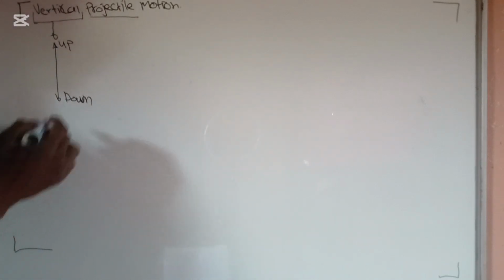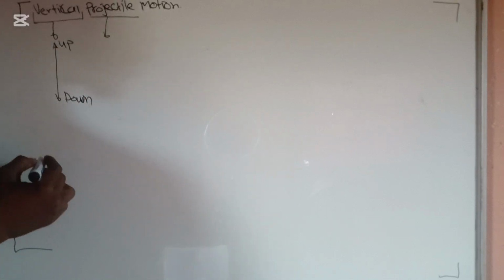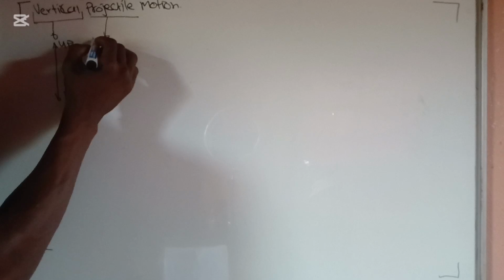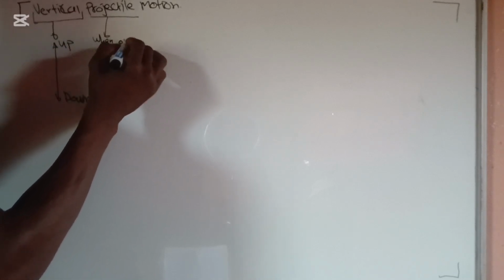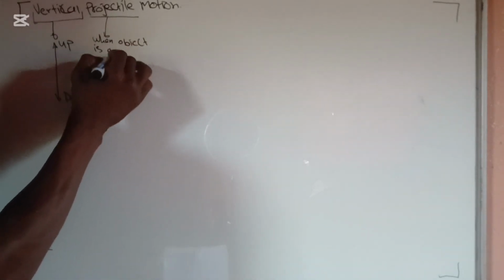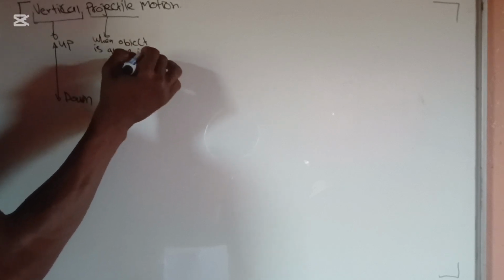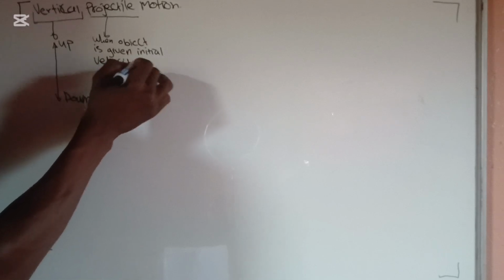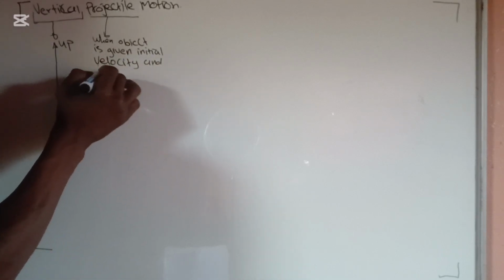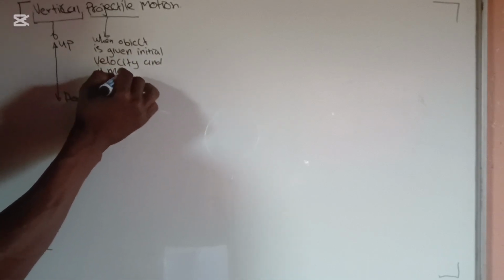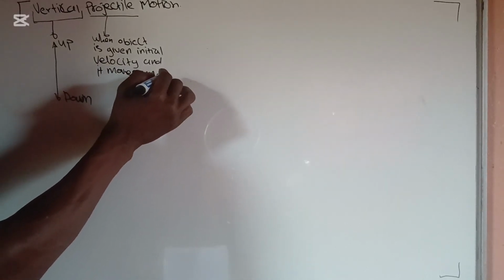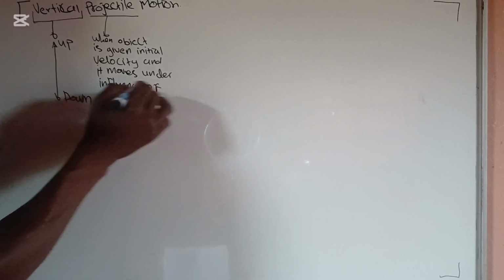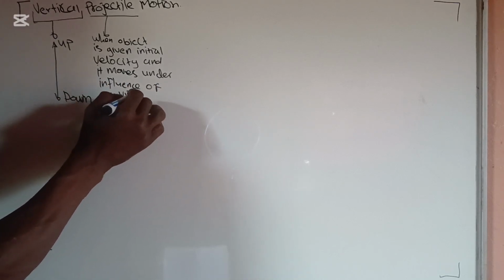Then projectile, now again, a projectile is when our object is being given an initial velocity. What I mean is when an object is given initial velocity and it moves under the influence of gravity only.